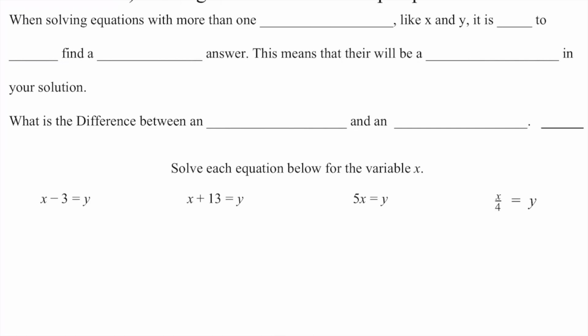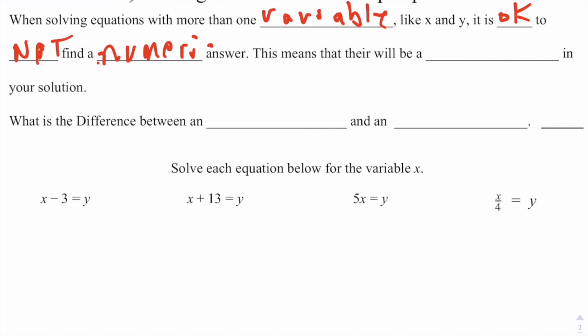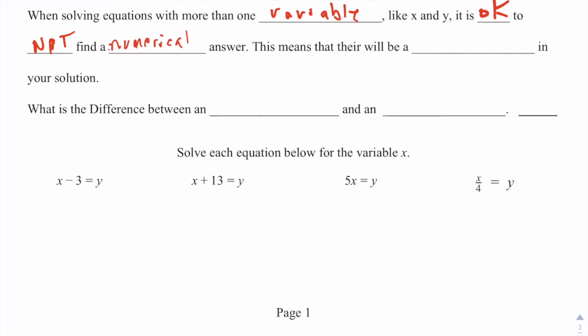So when solving equations with more than one variable, like x and y, it is okay to not find a numerical answer. This means that there will be a variable in your solution. We're going to slide down here and take a look at a couple examples, but I also wanted to just touch on this real quick.